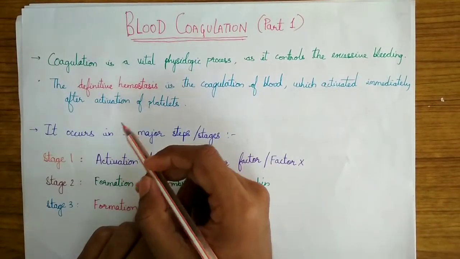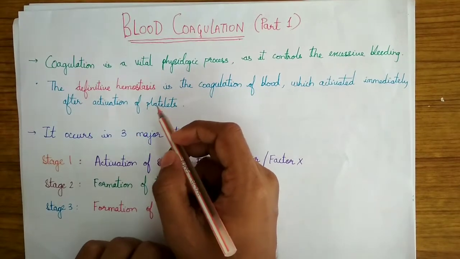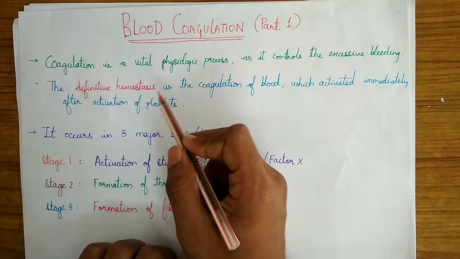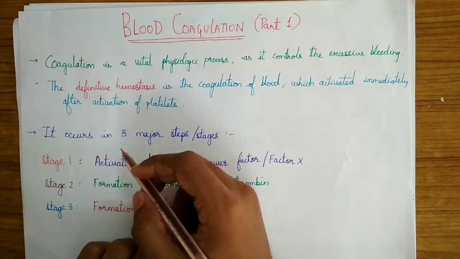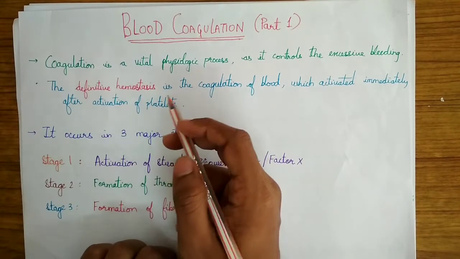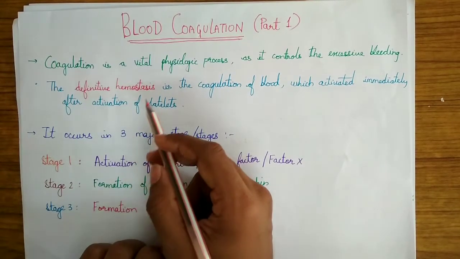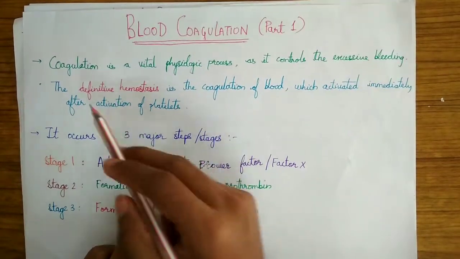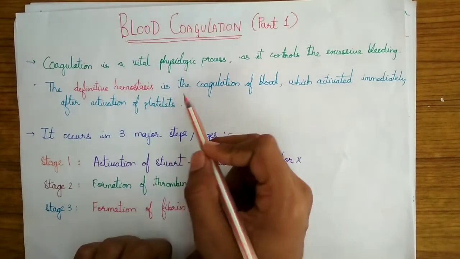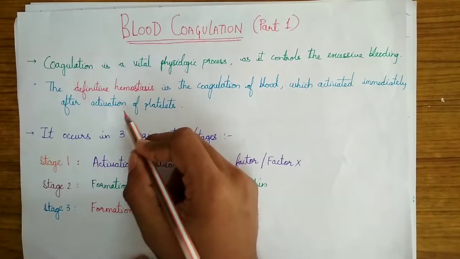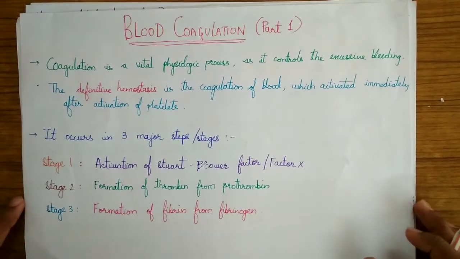In the previous video I had talked about hemostasis. I had told that hemostasis can be again divided into temporary hemostasis and definitive hemostasis. In that video I had talked about temporary hemostasis, and today I will be talking about the definitive hemostasis. Definitive hemostasis is nothing but the coagulation of the blood. It is activated immediately after the activation of the platelets.